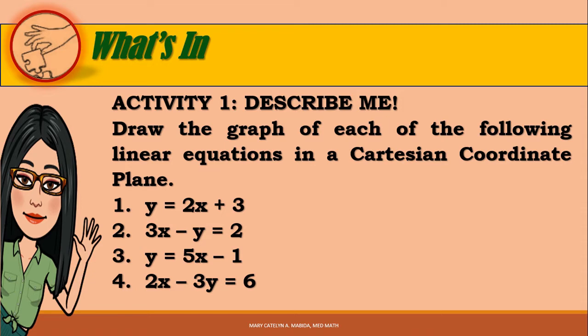Were you able to draw and describe the graphs of linear equations in two variables? Suppose you draw the graphs of 2 linear equations in the same coordinate plane. How would the graphs of these equations look like? You'll find out more when you do the activities in this module. Good luck and God bless.